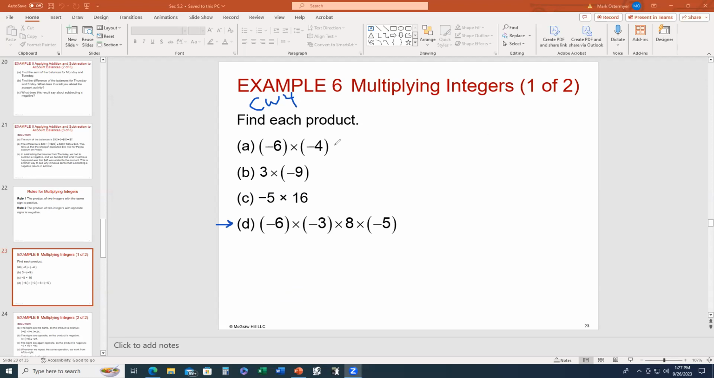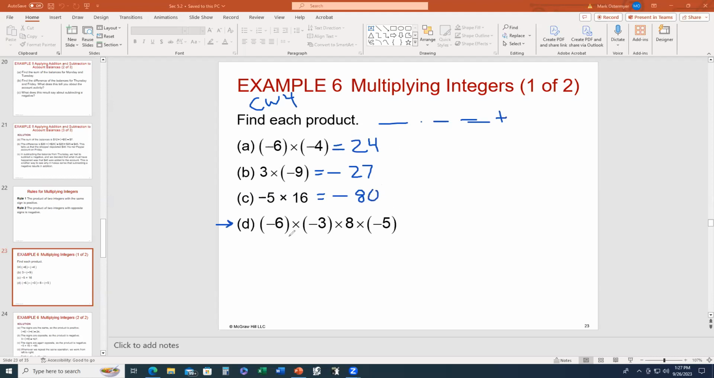All right, number A here. A negative times a negative is always a what? Positive. So it better be positive 24. All right, number B rather. Positive times a negative is always a negative. Negative 27. C, negative times a positive is always a negative. 5 times 16 is 80, so negative 80.